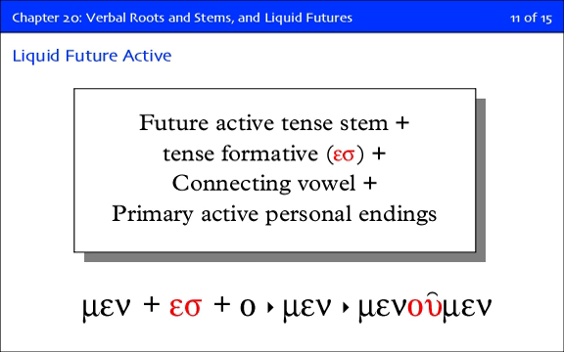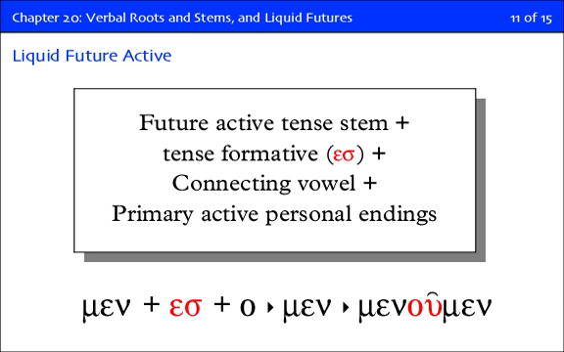All right. One more thing we need to learn about the futures, and then we're done with the futures. And it's something called a liquid future. If in the future the stem ends in a lambda, mu, nu, or rho, those are considered the four liquids. They're going to form their future tense a little differently. And the difference is it doesn't use the sigma as a tense formative. It uses epsilon sigma as a tense formative.